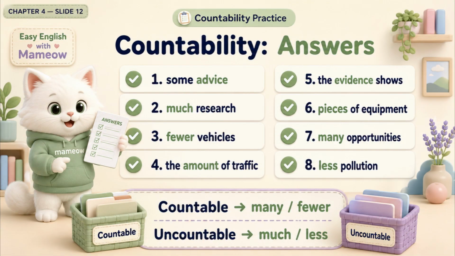Let's check the answers. Advice, research, traffic, evidence, equipment, and pollution are uncountable in these examples. We therefore say some advice, much research, the amount of traffic, the evidence shows, pieces of equipment, and less pollution. Vehicles and opportunities are plural countable nouns, so we use fewer vehicles and many opportunities.